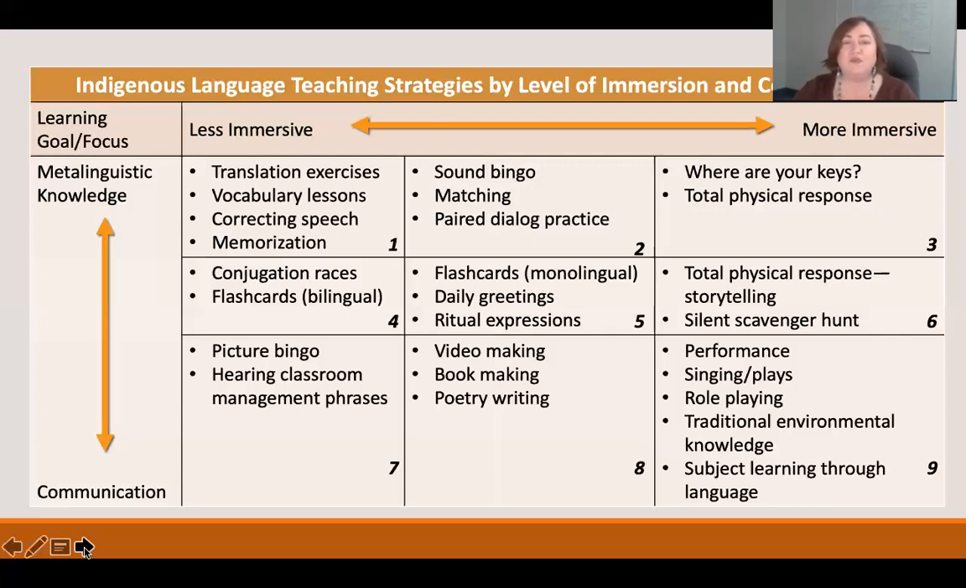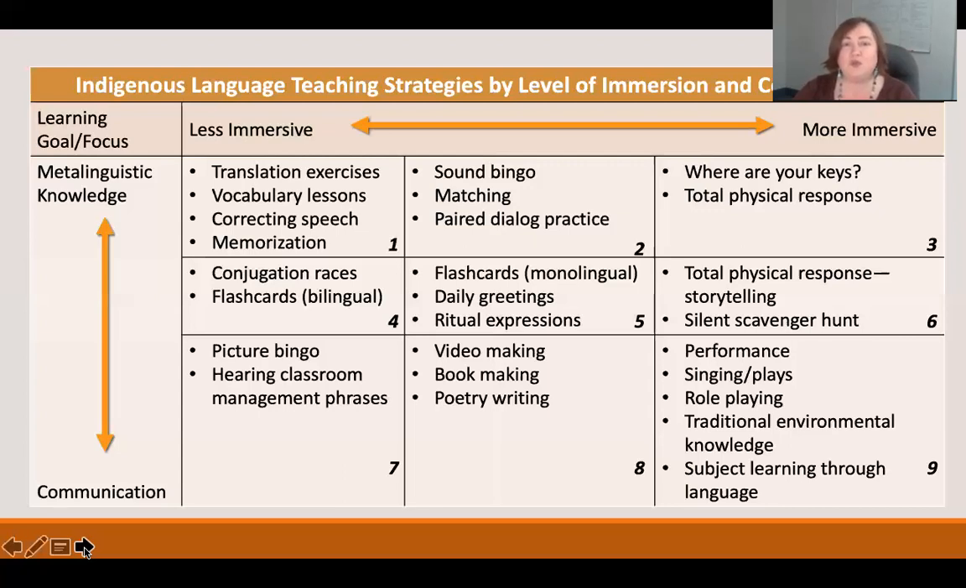So I'm going to look for just a minute at box number 1, where we have things that are the least immersive. So these are translation exercises. They are vocabulary lessons where you're just memorizing the vocabulary terms. And things like correcting learners' speech. These are things that come out of a Western model of foreign language education that are very grammar focused, and that might get the students to noticing differences between grammatical forms, but don't really move them toward being able to use the language in everyday life.